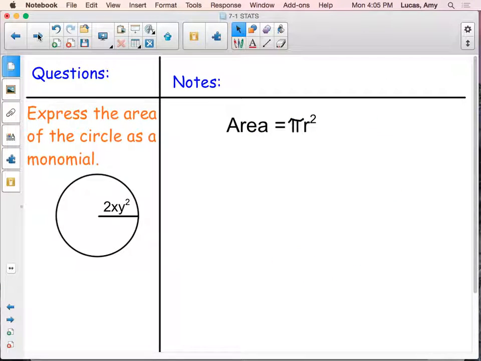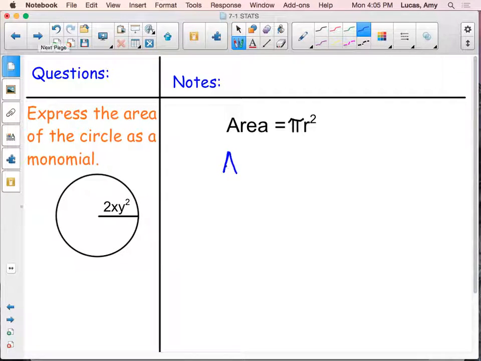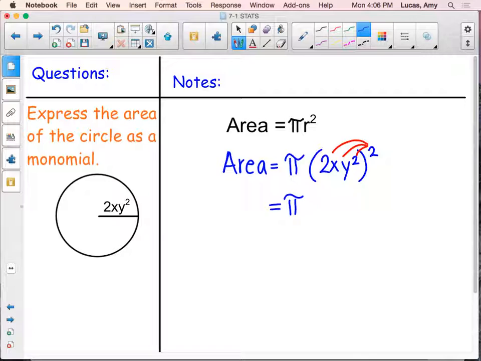Next up, we have a geometry kind of a problem. Express the area of the circle as a monomial. Well, area equals pi times the radius squared. So area equals pi times the radius on that picture is 2xy squared and we have to square that. So, distribute, and leave the pi alone. So 2 squared, x squared, y to the 4th. So 2 squared is 4.